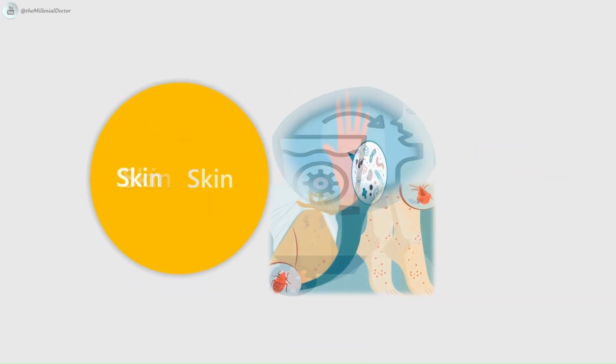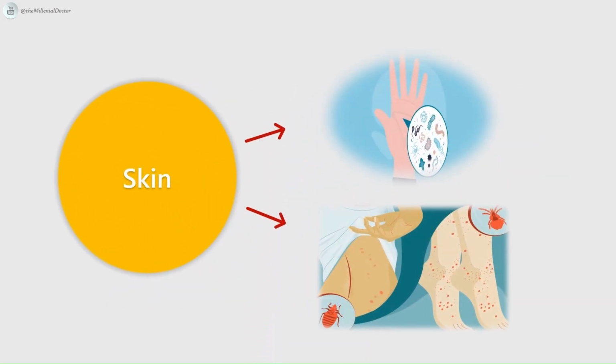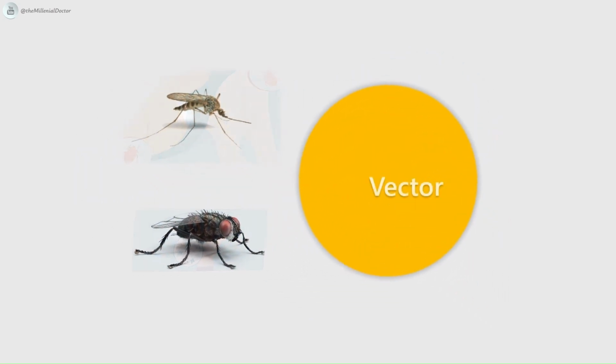Next is through the skin. Entry through skin is another important mode of transmission. An example is of hookworm infection, which is acquired when the larvae enter the skin of persons walking barefooted on contaminated soil. Then, through a vector.